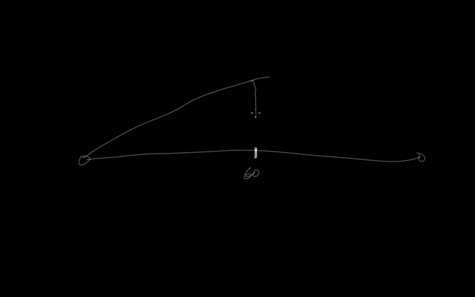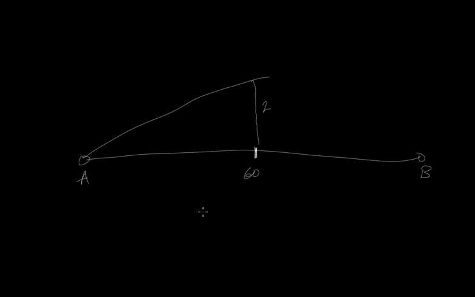A pilot is flying a leg of 120 miles. After traveling approximately 60 miles, he is 2 miles off track. So he's 2 miles off track here. What correction is needed for him to reach his destination?